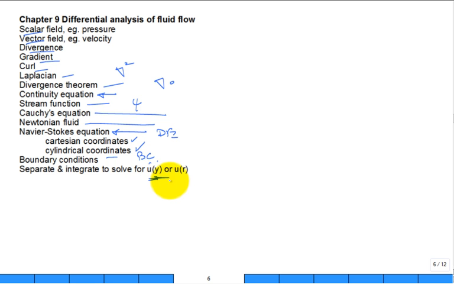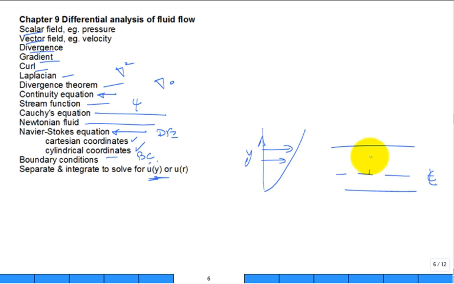So you have u as a function of y, maybe going out this way. Here's y and here's u. Or u as a function of r, maybe I have a center line and I have a pipe and I'm thinking u as a function of r. Okay.